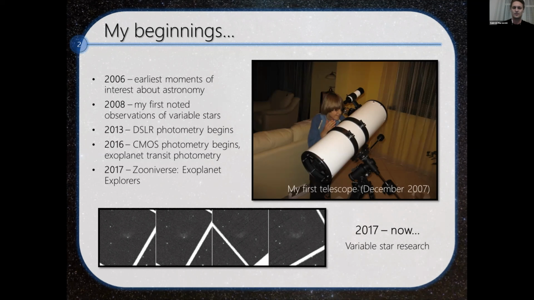The beginning of my journey of variable star discoveries, the catalog here, started in 2017 when the Exoplanet Explorers project started. You all probably heard about the Planet Hunters project that appeared around 10 years ago, as far as I remember. This was the second project. It was focused not on the first stage of the Kepler telescope mission, but on K2.